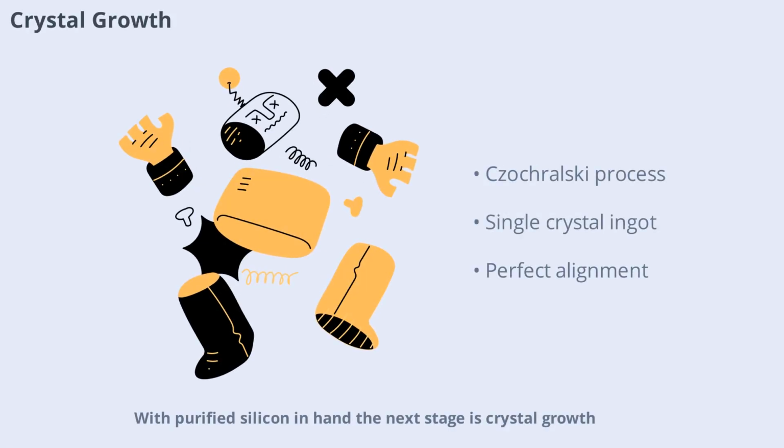Purified silicon in hand, the next stage is crystal growth. Using the Czochralski process, a small seed crystal is dipped into molten silicon and slowly pulled upward, forming a large single crystal cylinder called an ingot. This process ensures the silicon atoms are perfectly aligned, which is essential for the chip's performance. The ingot can weigh hundreds of kilograms and is the starting point for wafer production.